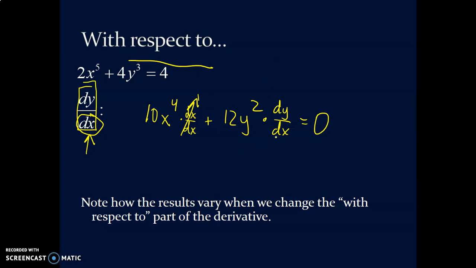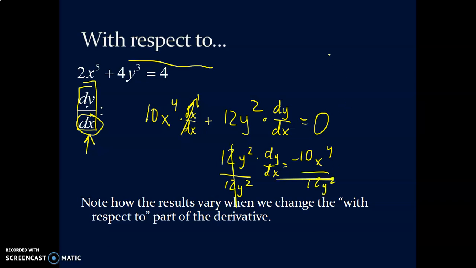Now I'm trying to solve for dy/dx. The first thing I would do is subtract this 10x to the fourth term over. So 12y squared times dy/dx equals negative 10x to the fourth. And then I can divide both sides by 12y squared to get my dy/dx term by itself. So dy/dx equals, reducing the negative 10 over 12 to negative 5 over 6, x to the fourth over y squared. So dy/dx would be negative 5x to the fourth over 6y squared.